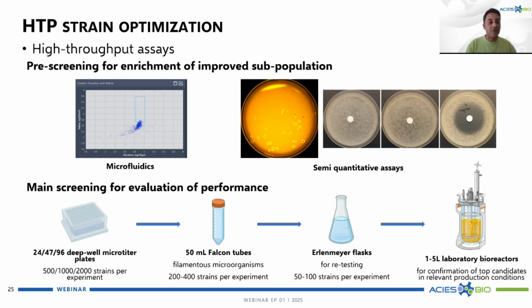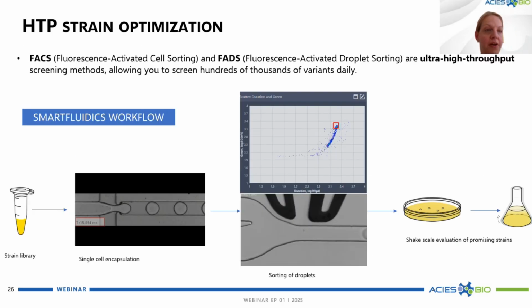And since I mentioned microfluidics, I give my word to Helena to expand a bit more on that. Okay, so maybe I tell you a little bit about the ultra high throughput methods that we use here at Acies Bio. We actually use two of them.